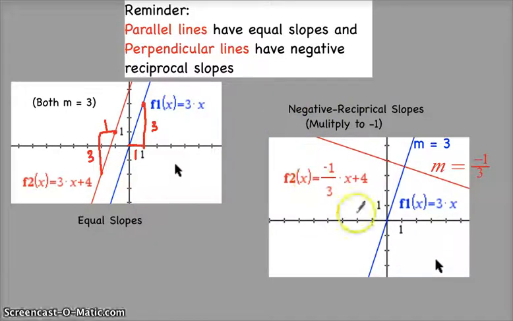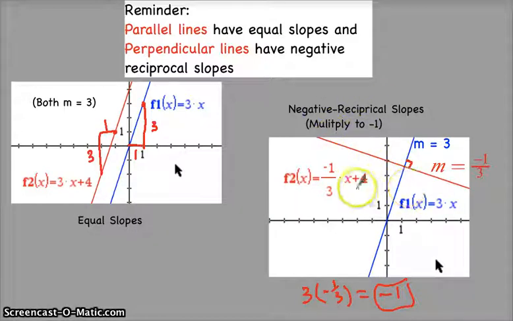Perpendicular lines, on the other hand, have negative reciprocal slopes. So again, these two lines come out perfectly perpendicular at a perfect 90-degree angle, because one has a slope of 3 and the other has a slope of negative 1/3. One great way to double check that is to be sure that if I know that the blue line has a slope of 3 and the red line has a slope of negative 1/3, if I multiply those two, they will always come out to negative 1. That tells you that they are negative reciprocals of one another.